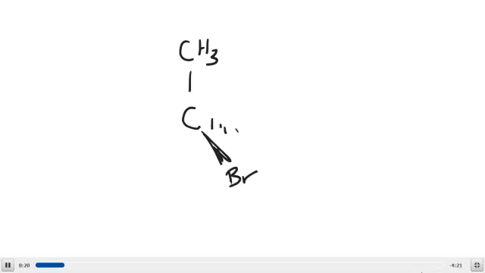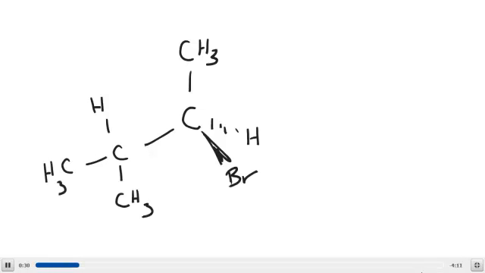What we're going to do now is the E2 elimination of a general secondary substrate. So I'm going to again use the same one I've been using with the other reactions in this set, the SN1 and the SN2. So I've made this one chiral.